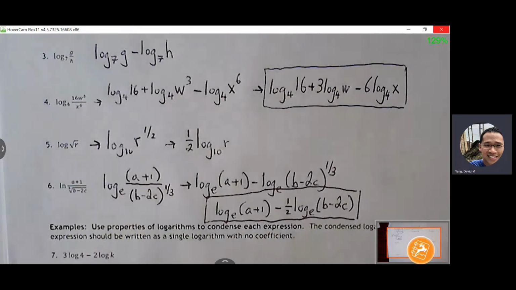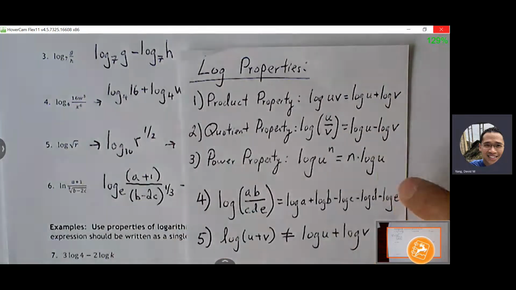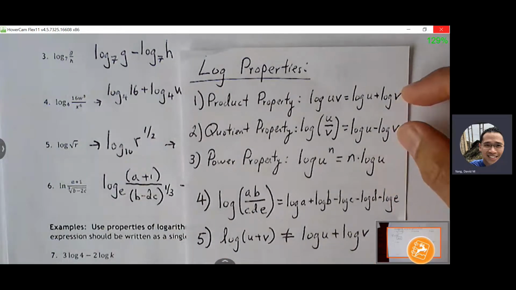Okay, so that's the expansion part of it. Now we're going to work backwards. Now we're going to condense. So when we condense, we're trying to get everything down to one log. When you condense, you're going to go in the opposite direction here. You're going to take care of all your power property before you do your quotient and product.